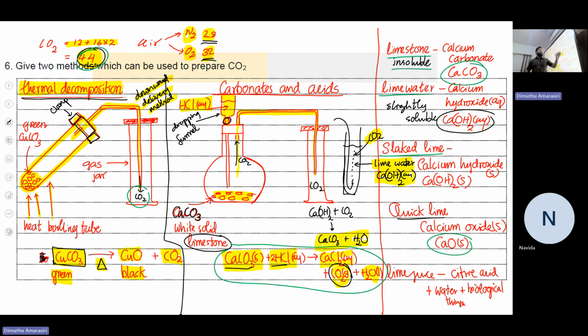And calcium oxide and calcium hydroxide are very basic compounds. Calcium carbonate is not that basic. It's not a base at all. It's a salt. The other two are basic.